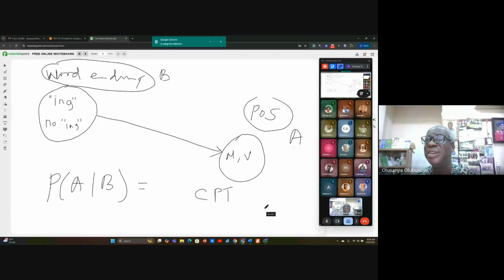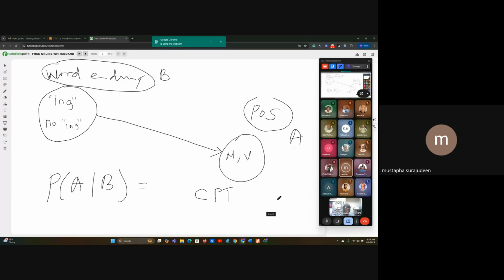So it's only looking at correctly predicted cases against incorrectly predicted cases. So it's for performance evaluation. This is predicting the probability of an event occurring given the knowledge that the other event has occurred. Do I answer your question? Yes, sir. Very well, sir. Great.